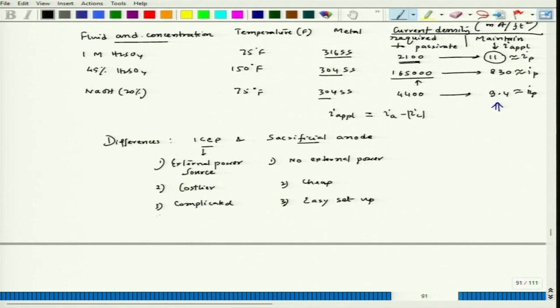Now, if we consider another difference, here we know that stray current problem is a little less, but here the stray current problem is more problematic, more problem. It means here the field would be much heavier compared to the sacrificial anode case.